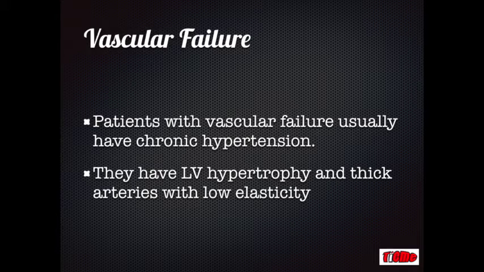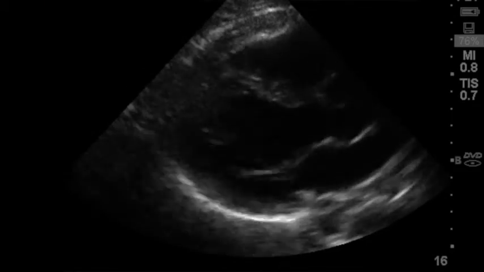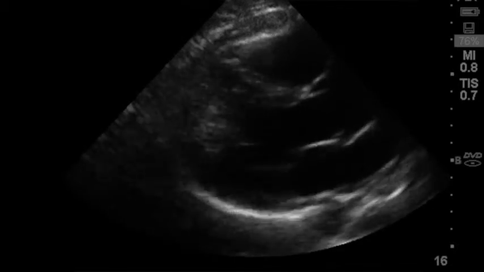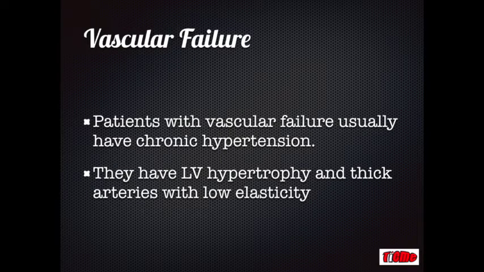Right, so we're into the best part of the talk. We're going to introduce vascular failure. This is the most common way that patients present acutely with pulmonary edema. Patients with vascular failure have usually got chronic underlying hypertension. As a compensation, they develop left ventricular hypertrophy, and remember that thickened LV wall reduces LV afterload through that equation we saw earlier. And they also have thickened arteries, and their thickened arteries have low elasticity.